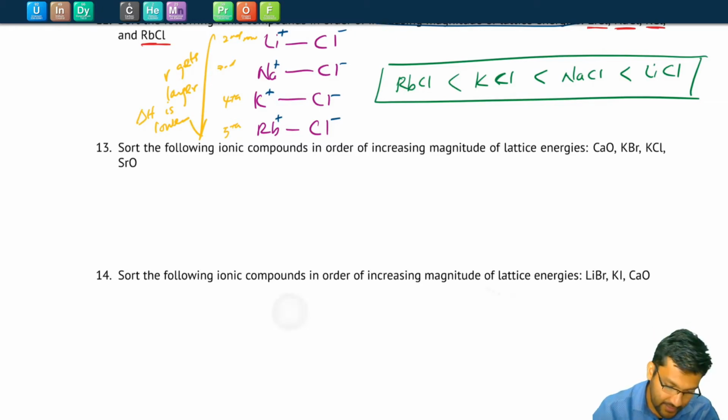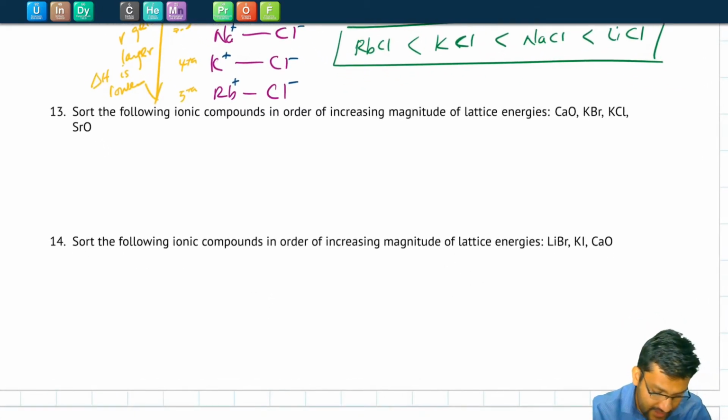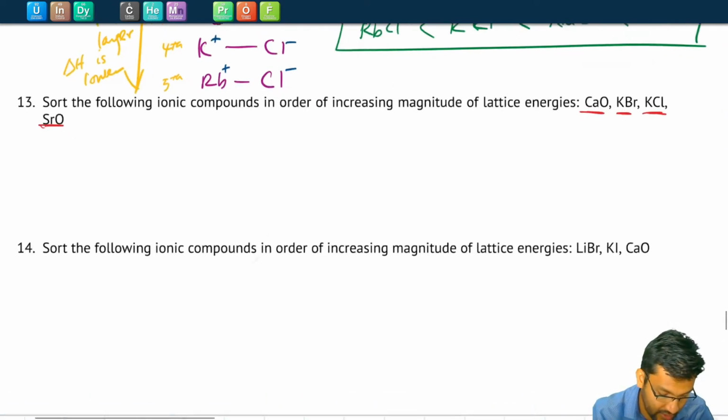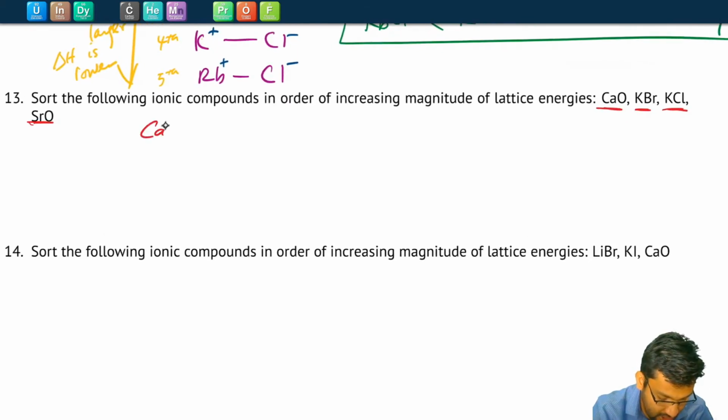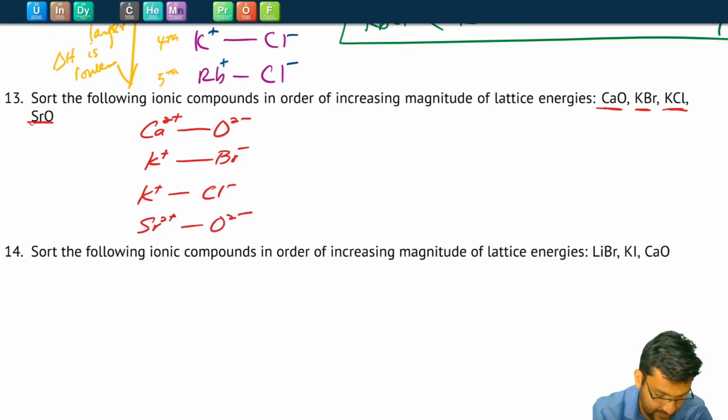All right, so let's look at number 13. We have these compounds: calcium oxide, potassium bromide, potassium chloride, and strontium oxide. I'm going to draw them again, this time including their charge. Calcium has a 2+ charge, oxide is 2-. Potassium is a 1+, bromide is a 1-. Potassium is a 1+, chloride is a 1-, and strontium is 2+ with oxide 2-.